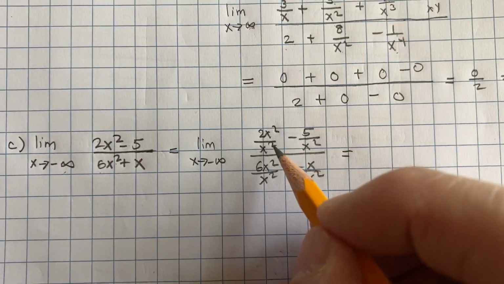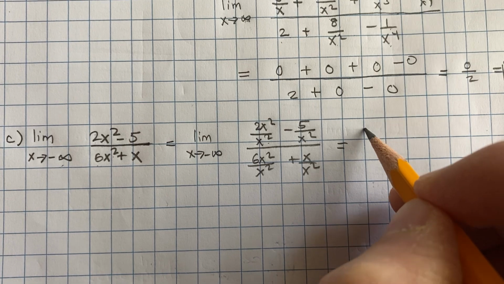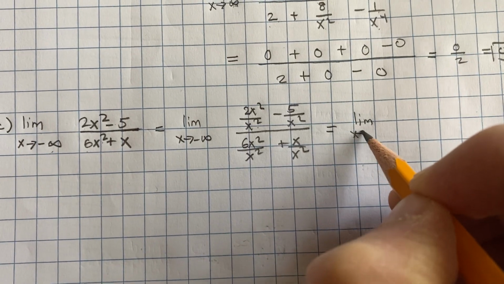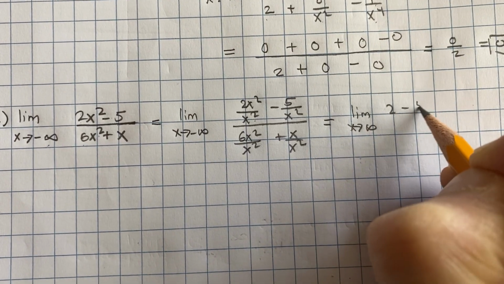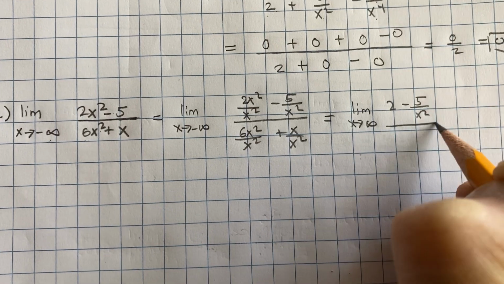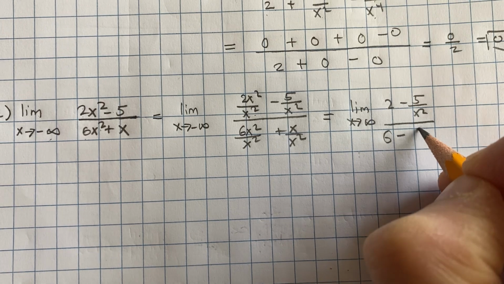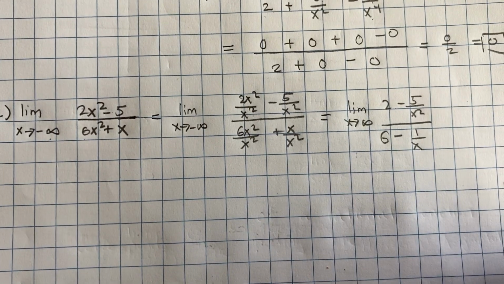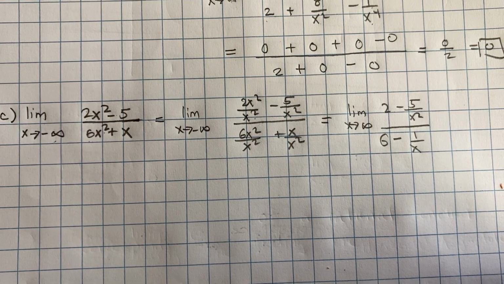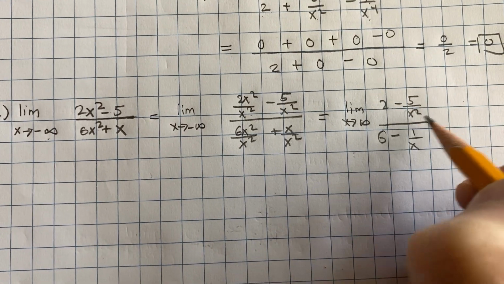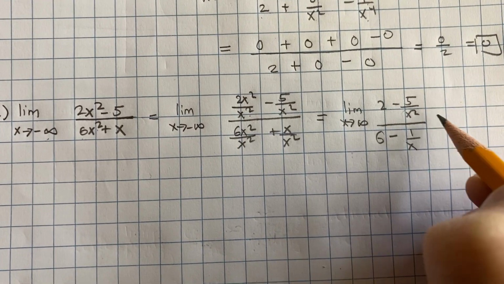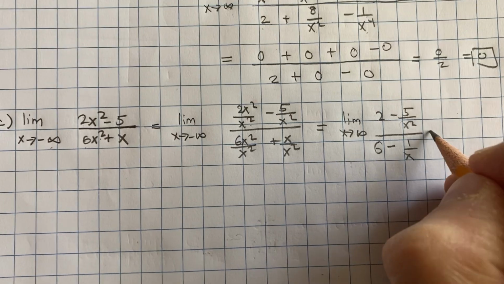All right, so 2x squared over x squared, well, that's just going to be 2. Minus 5 over x squared. These x squares will cancel out. Plus 1 over x. Okay, now at this point, you can plug in a very, very large number. In fact, you don't even have to plug it in. Just think about it in your head.